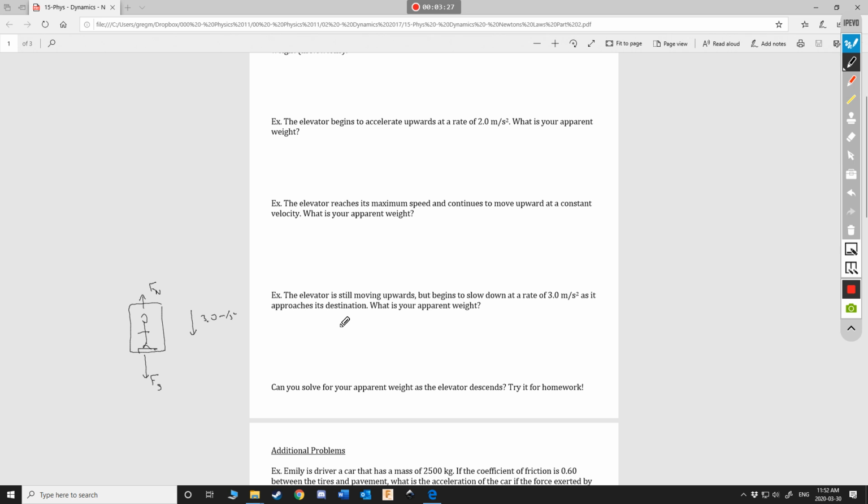We still have the same setup as before: ma is equal to Fn minus Fg, so Fn is equal to ma plus mg. Be careful with this one though, because our acceleration is negative 3.0 meters per second squared since it's going down. Our acceleration is down, and we define up as positive. Plus 65 kilograms times 9.81. So we get a value of 440 newtons.